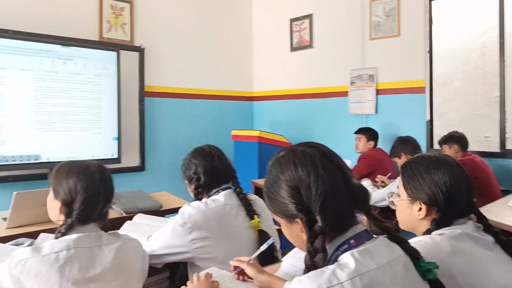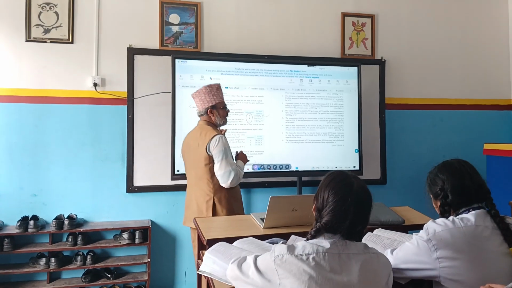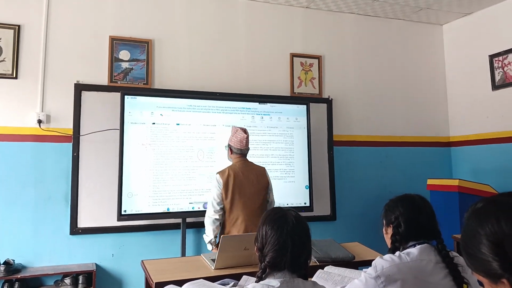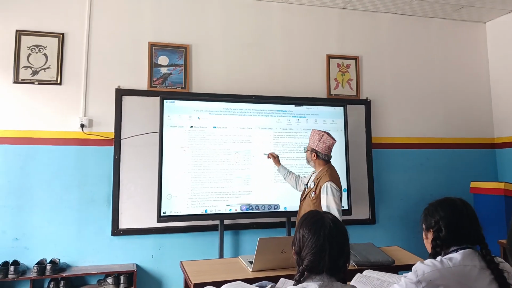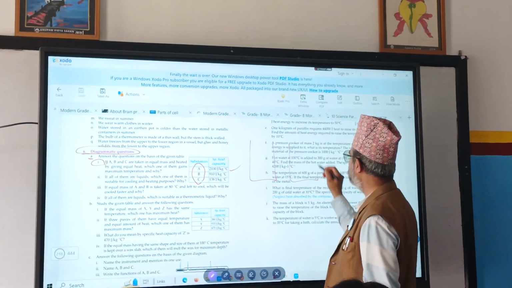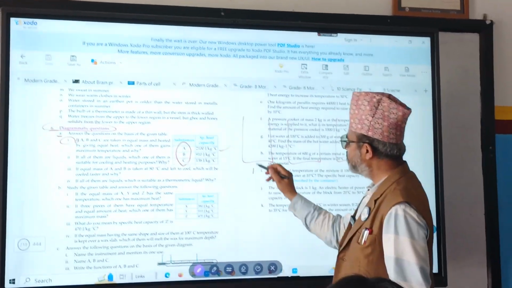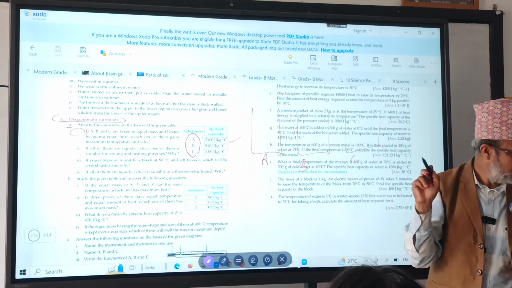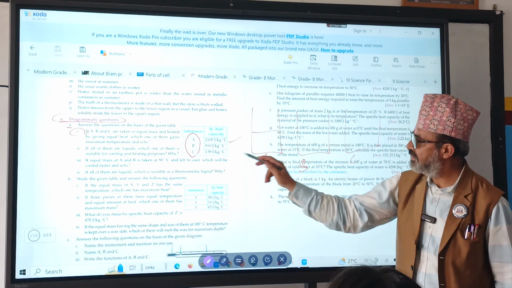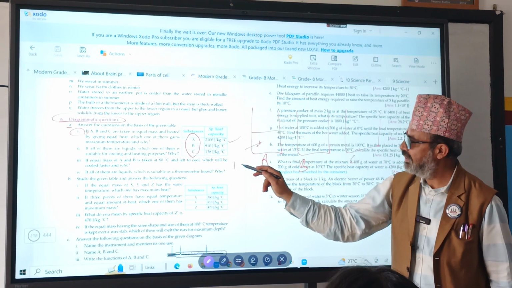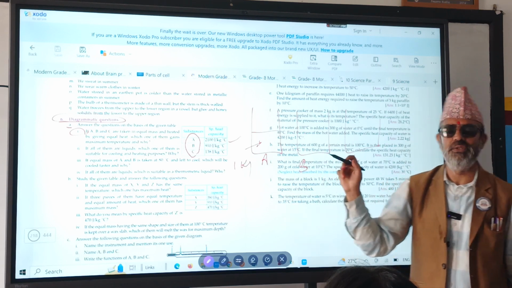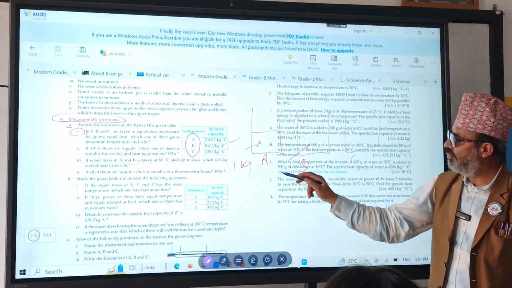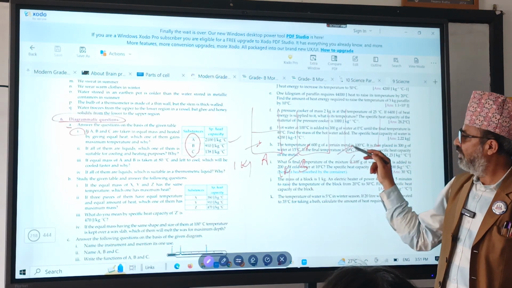So now here we have to be careful. Directly writing the answer is not so good. How many vessels are here? Three. One, two, three. Here is substance A, here is substance B, substance C. Right? Substance A, how much kg is here? Let's say 1 kg, suppose. It will be quite easy. Equal mass is there, right? 1 kg and 1 kg.